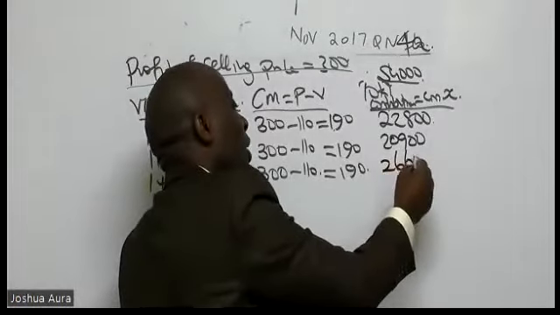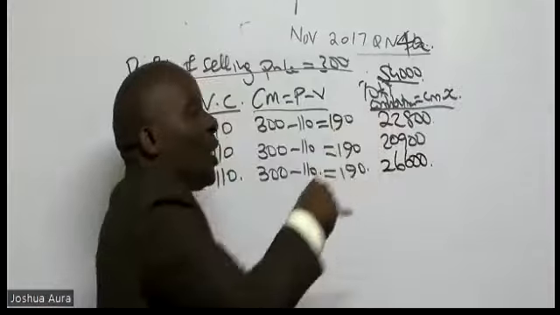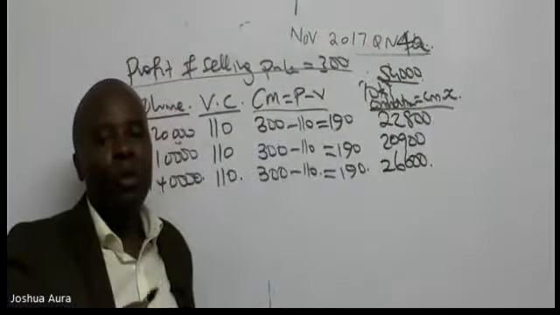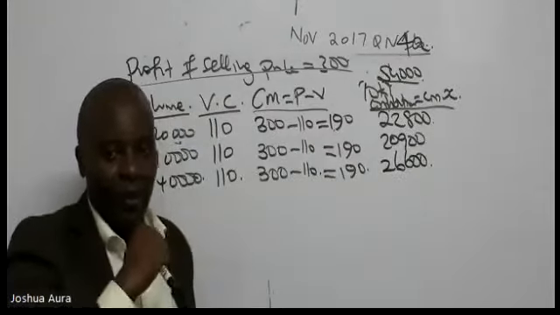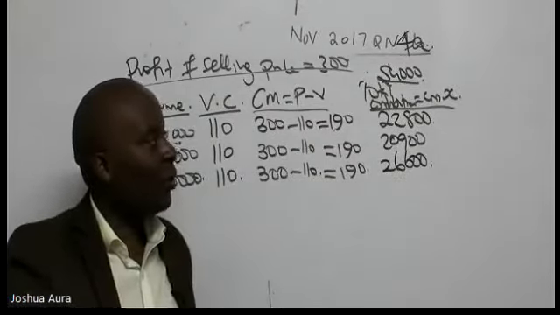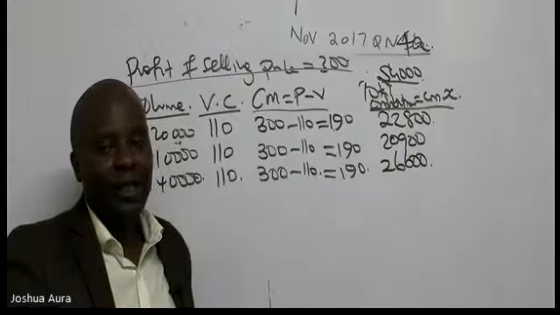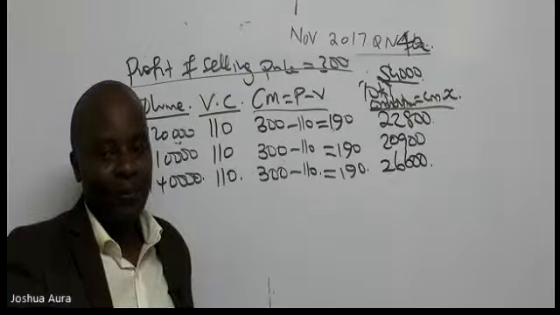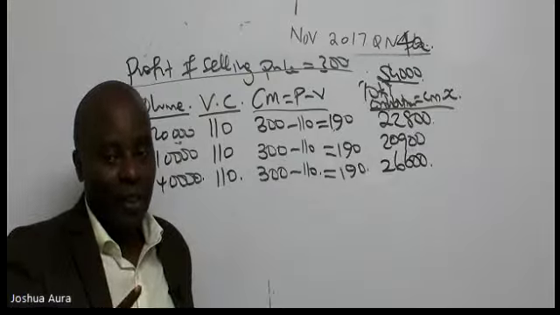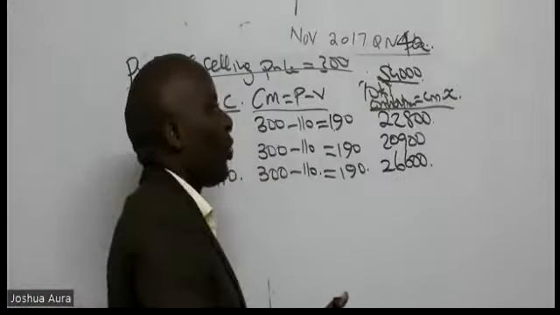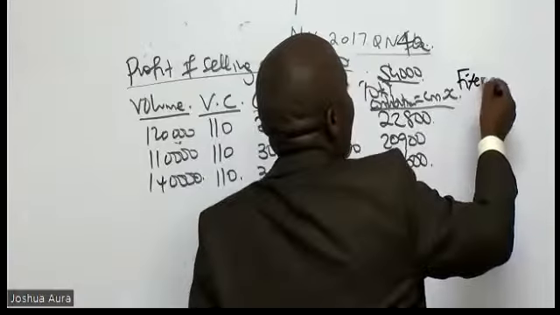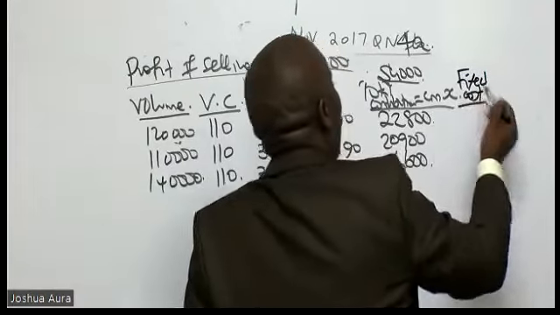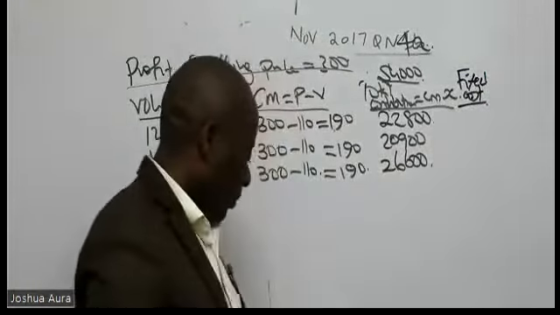Now, out of this, we are supposed to shave something to be able to get profitability. What am I supposed to deduct from total contribution to get profit? Fixed cost, isn't it? We are supposed to deduct fixed cost. So please come here and give us the firm's fixed cost.